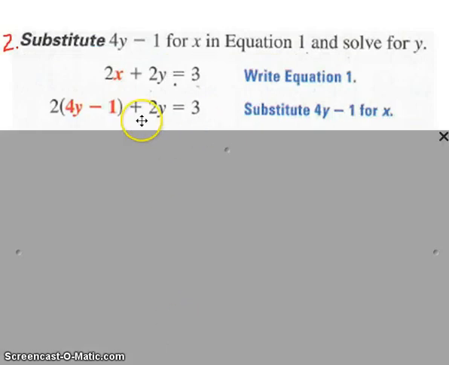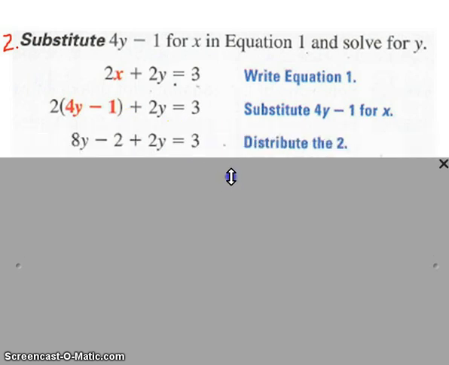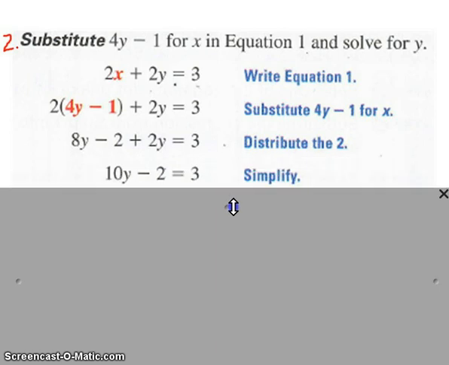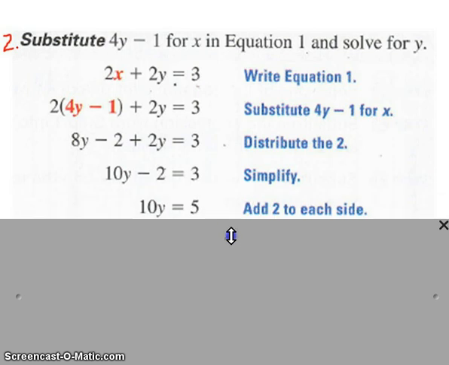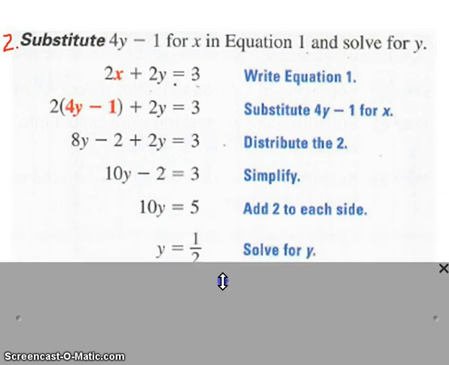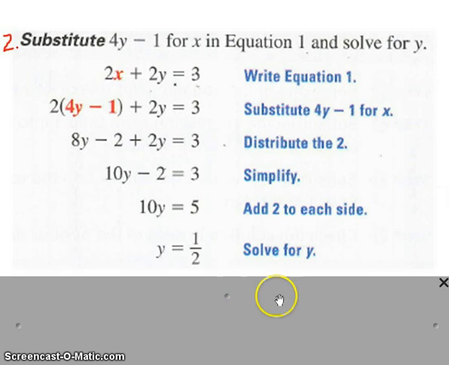All right, we're at this stage now. 2 times that stuff, well, that's 8y minus 2. 8y minus 2 plus 2y, well, I can put the 8y and the 2y together. I'm going to end up with 10y minus 2 is 3. Move the 2 over, I'm going to have 10y equals 5. And I'm going to end up being able to say that y is equal to 5 over 10, or in other words, 1/2.